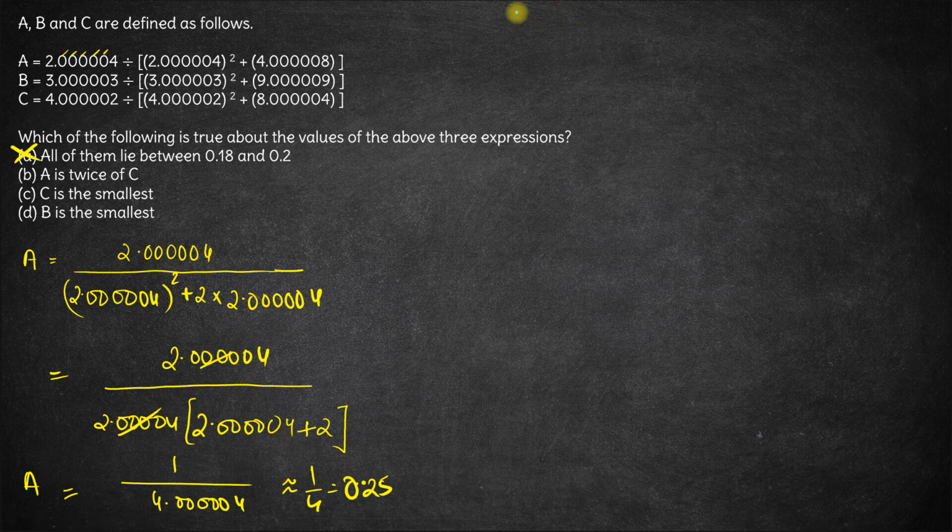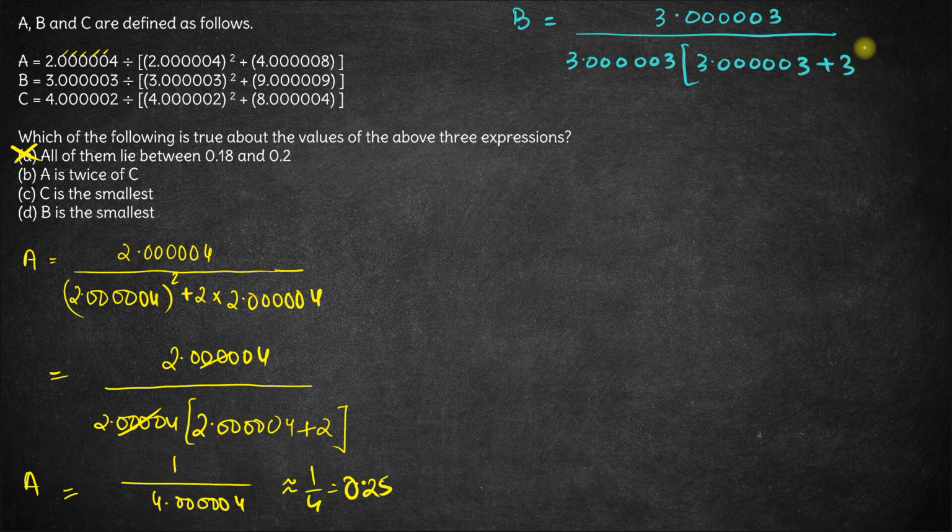Next, let's check for B. Now, as we simplified A, B here will be 3.123453 upon, from these two we can take out 3.000003 common and we'll have 3.000003 plus 3 remaining. This is thrice of 3.000003.